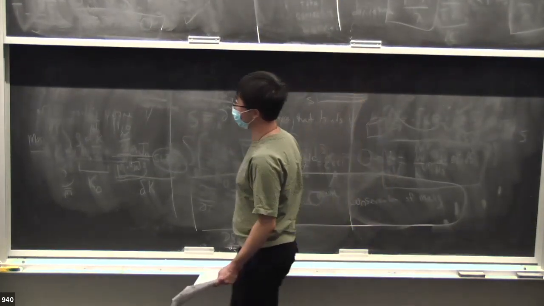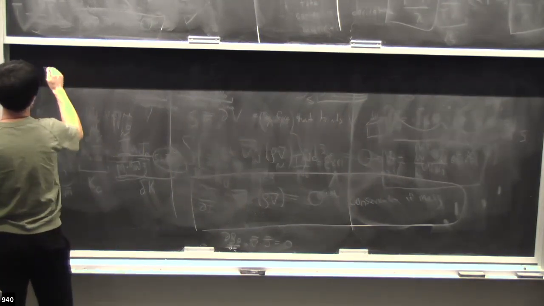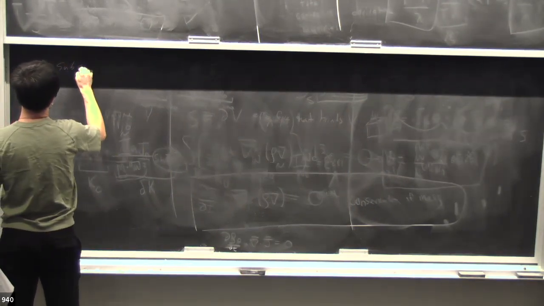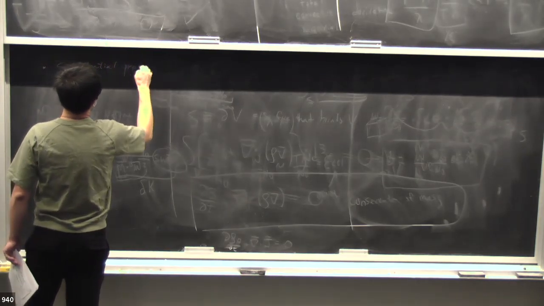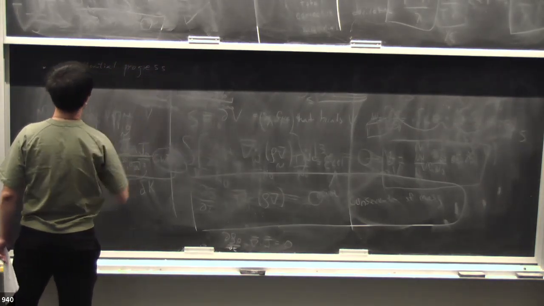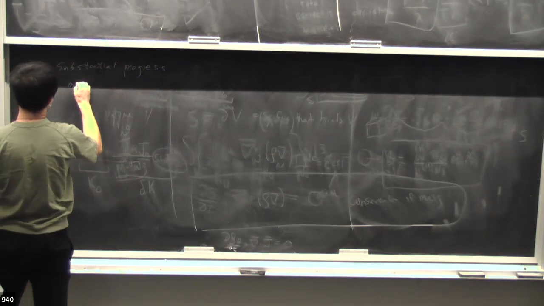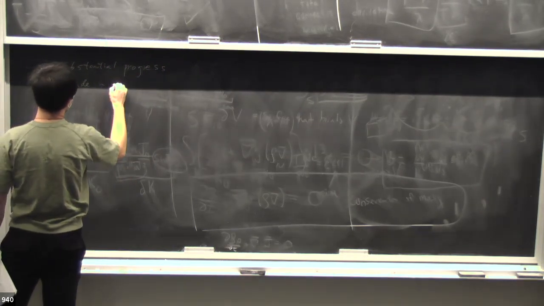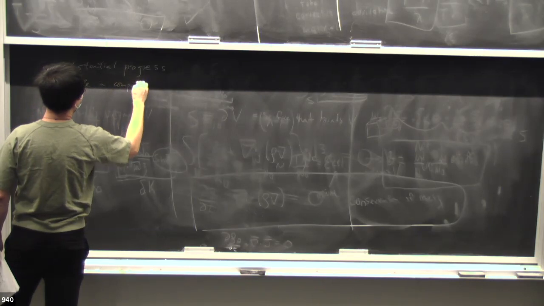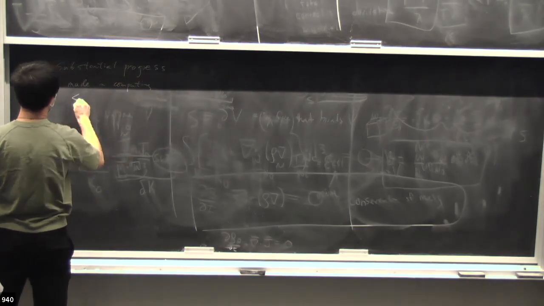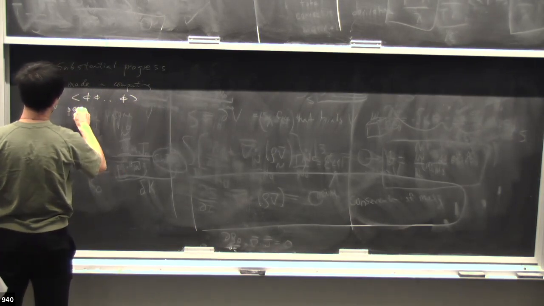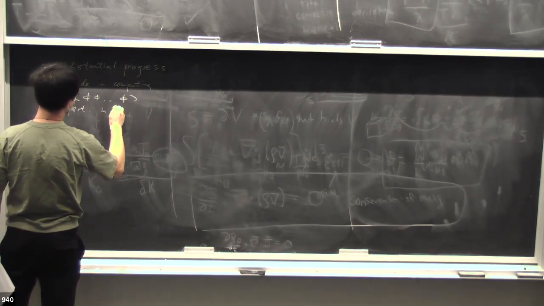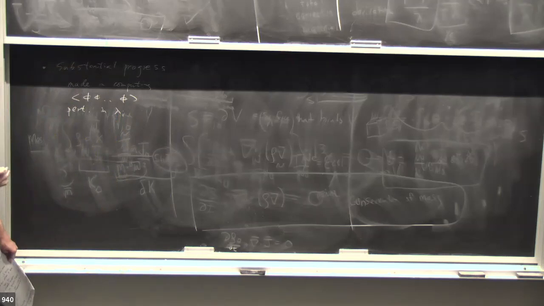But there is some substantial progress which is made in computing these correlators for derivative in couplings. Okay? This follows from the Feynman rules.